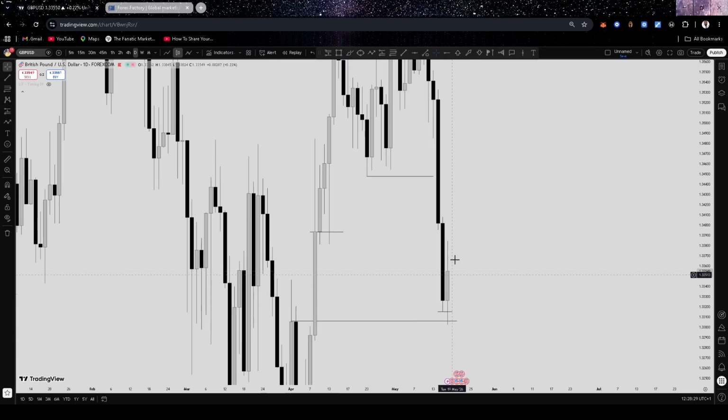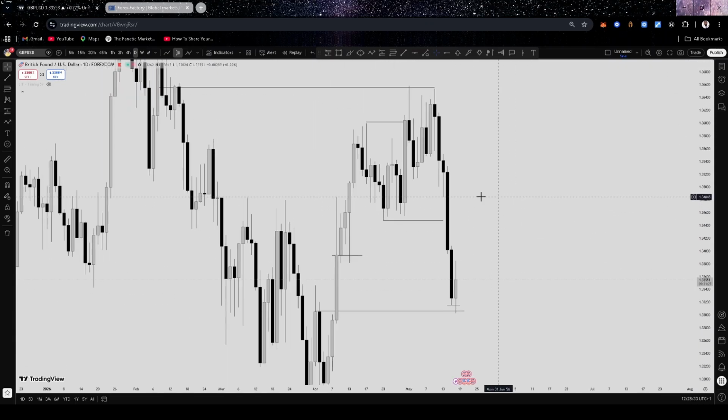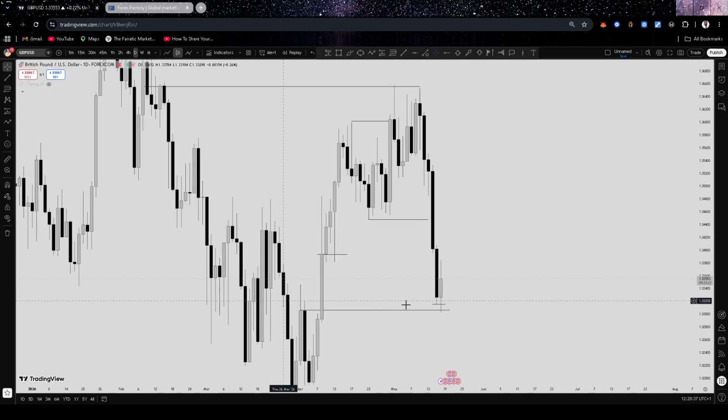Now daily reject daily, since we know the overall direction is bearish on the weekly time frame, because weekly rejected weekly and then the daily just broke structure. Now we are having a daily reject daily.